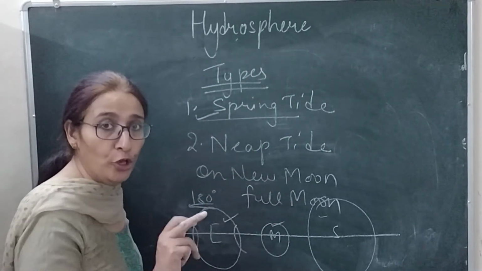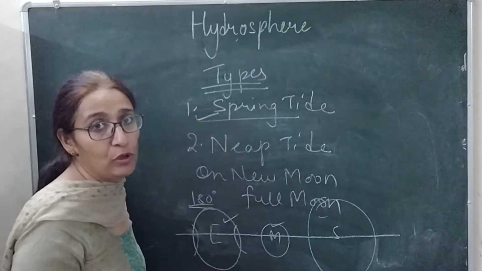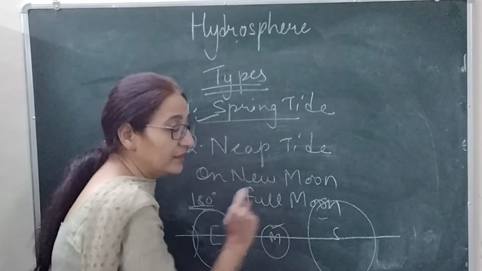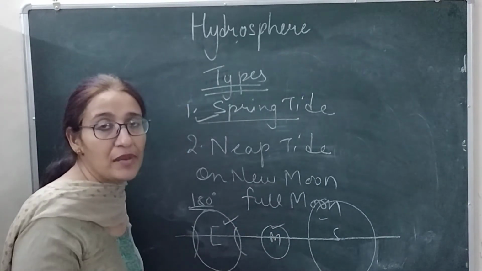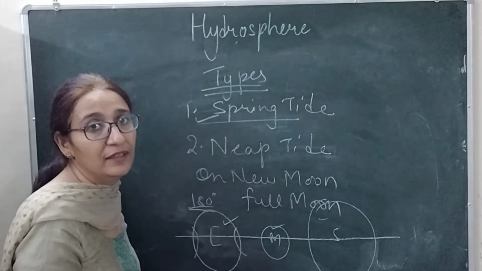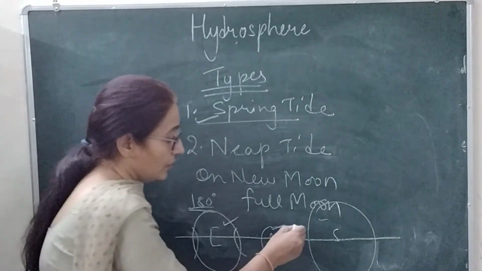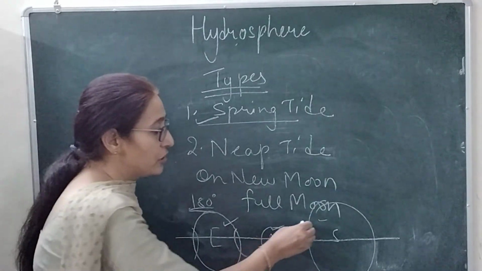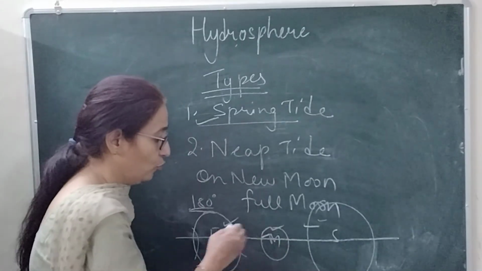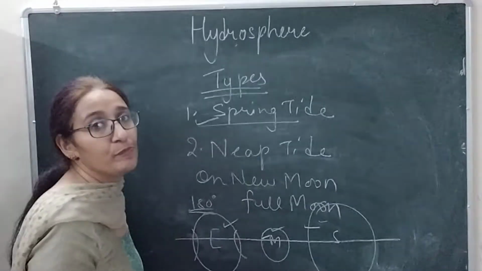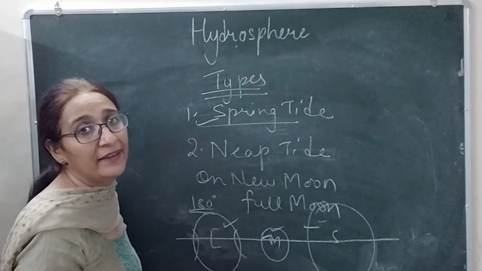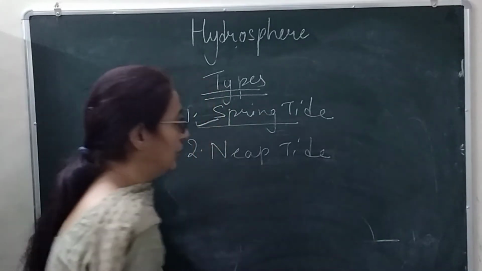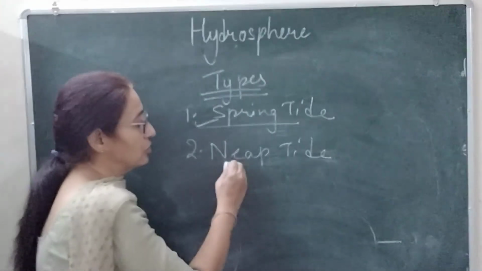So we have to learn two things here: on new moon and full moon, when the Earth, Moon and the Sun are in the same line, forming a 180-degree angle, then there will be a combined gravitational force of the Sun and the Moon on the Earth, and the Earth experiences spring tide.